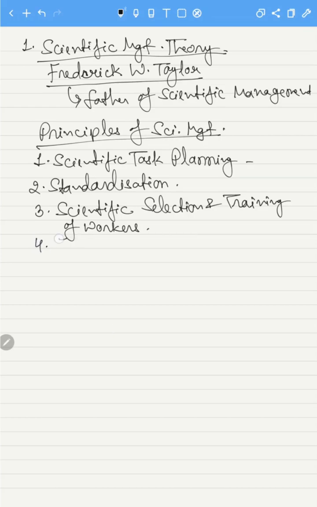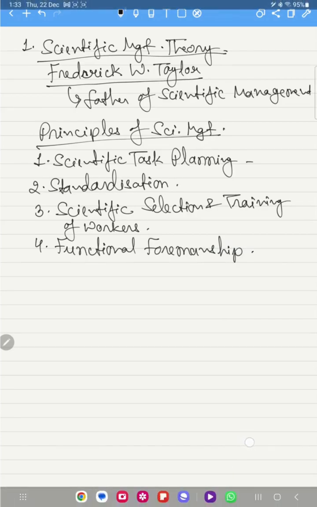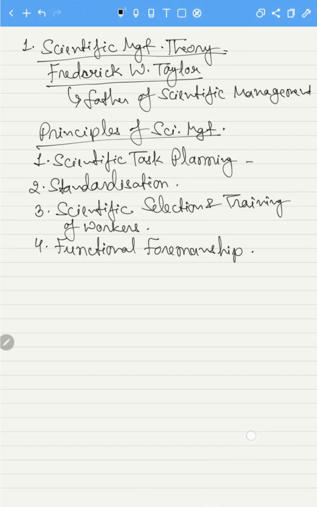Fourth comes functional foremanship. It says that the factory should be divided into several supervisors controlling different departments. These functional specialists perform the planning function and provide expert advice to the workers. Taylor proposed 8 different supervisors to give instructions. What are those? Who are they? Or what are the posts?